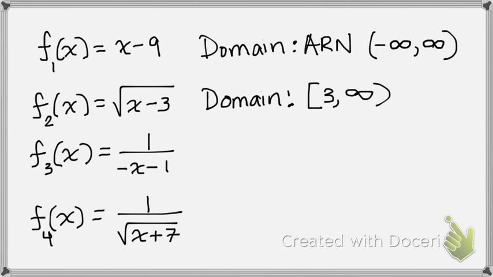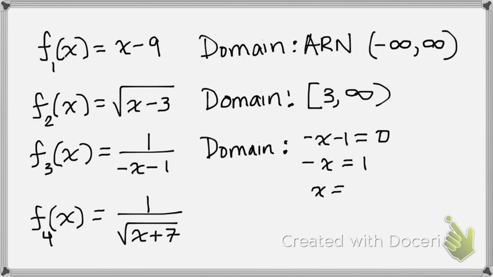Okay, the third one here, the domain of this one, I need my denominator to not be zero. So I need negative x minus 1. I'm going to see when that equals 0, and then I'm going to eliminate that value from the domain. So I get negative x, I add 1 to both sides, and then I divide by negative. So I get x is equal to negative 1 is the value that will make the denominator 0. So I want to eliminate that value from the domain.